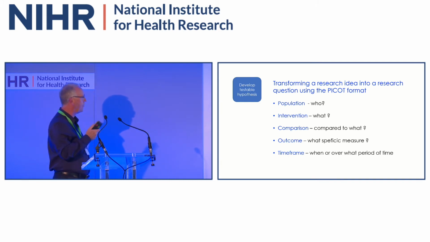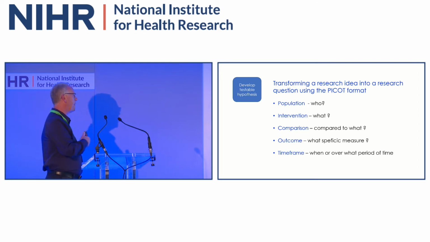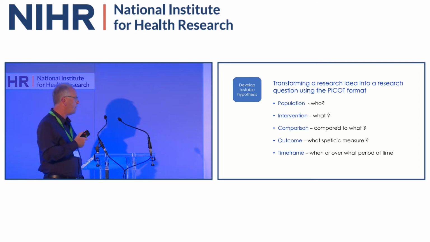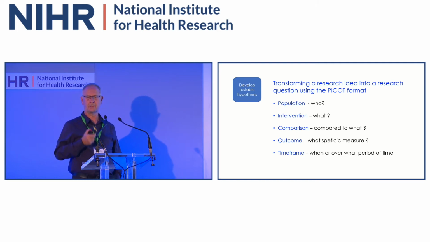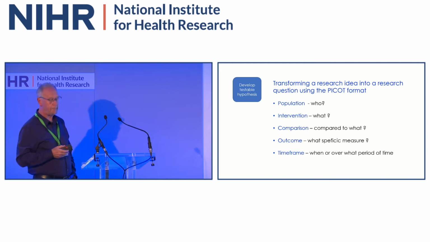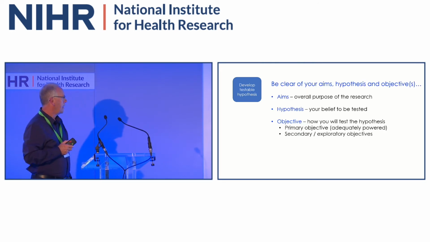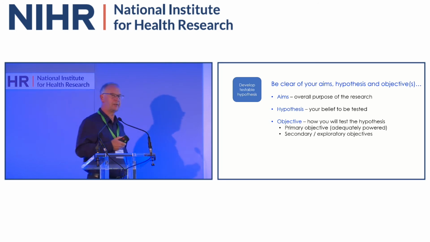This is the PICO format: population, who you're looking at; intervention, what are you looking at; comparison, compared to what; outcome, what's the specific measure. And please can I emphasize the thing known as a primary outcome. Not 100 outcomes, a primary outcome. And then you've got the time frame, when or over what period of time.